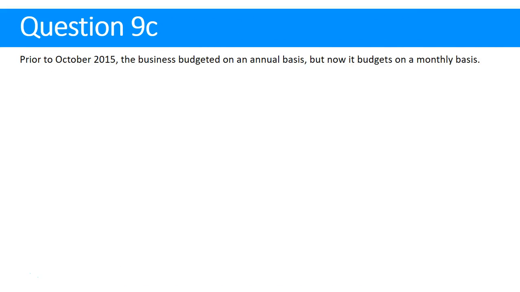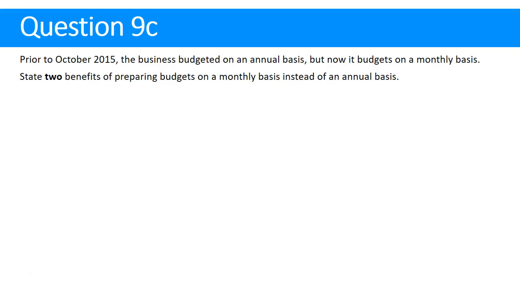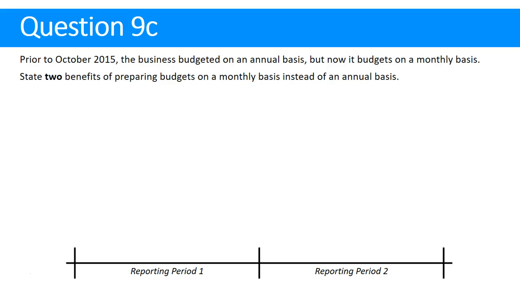So what we were given was: prior to October 2015 the business budgeted on an annual basis, but now it budgets on a monthly basis. What are two benefits of preparing budgets monthly instead of doing it on an annual basis?